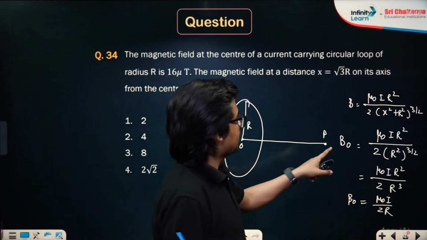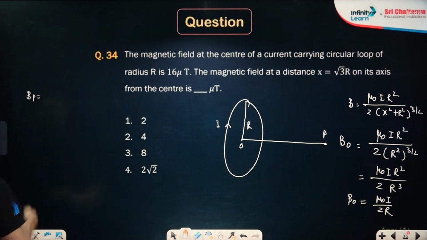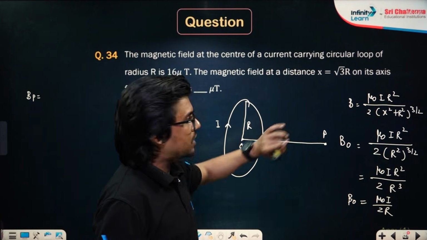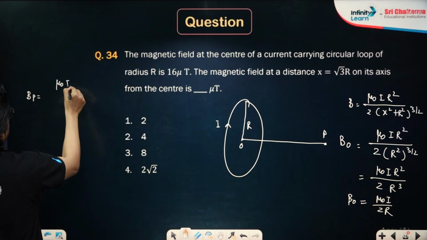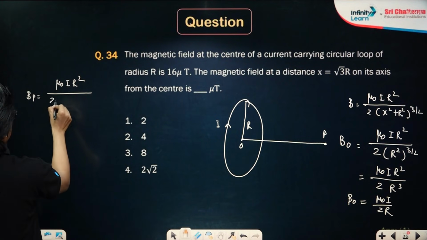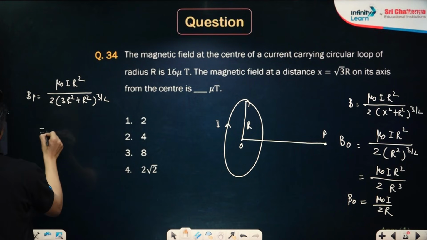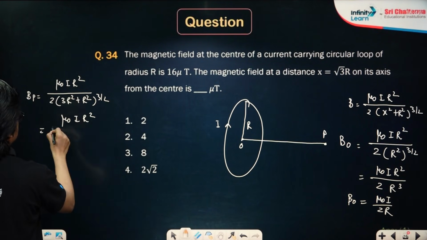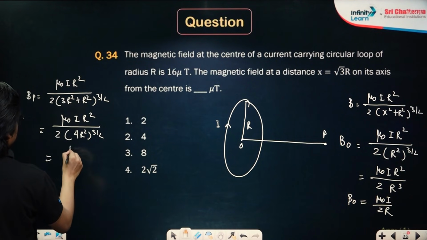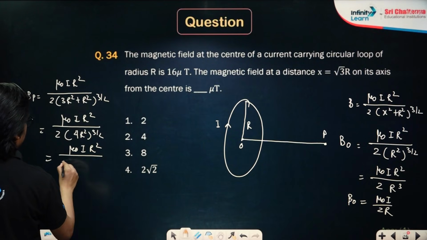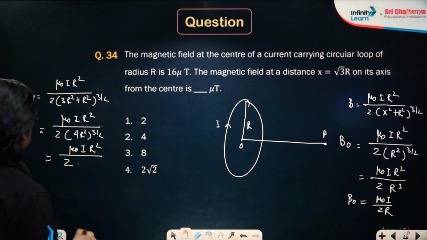If you want to find the magnetic field at point P, you should take x equal to square root of 3 r. If you square that x, you get 3 r square. Now you can write mu naught I r square divided by 2 times (3 r square plus r square) raised to the power 3 by 2. That is mu naught I r square divided by 2 times (4 r square) raised to the power 3 by 2. The square root of 4 r square is 2r, and its cube is 8 r cube.